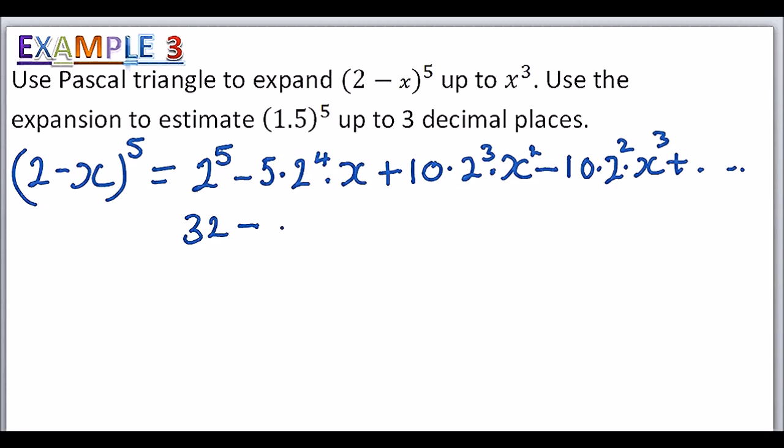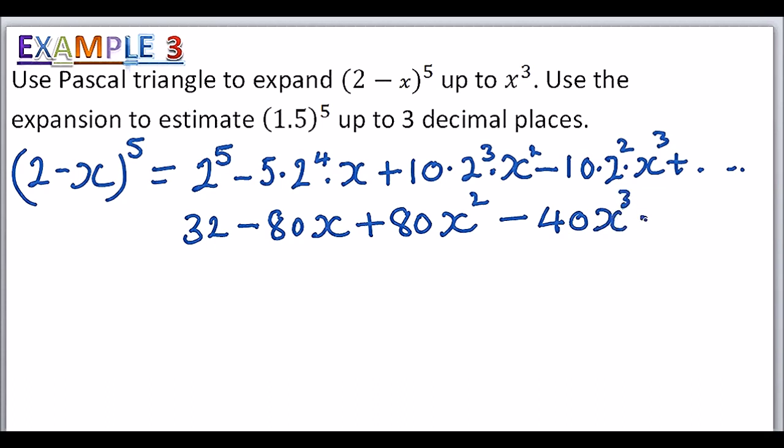minus 2 to power 4 is 16 multiplied by 5, you get 80 multiplied by x, plus 2 cubed is 8 multiplied by 10, you get 80 x squared, minus 2 squared is 4 times 10 is 40 x cubed. So you stop there.